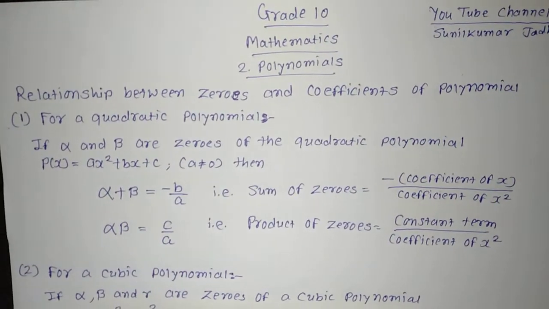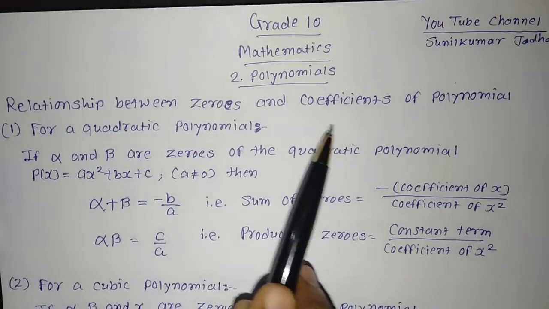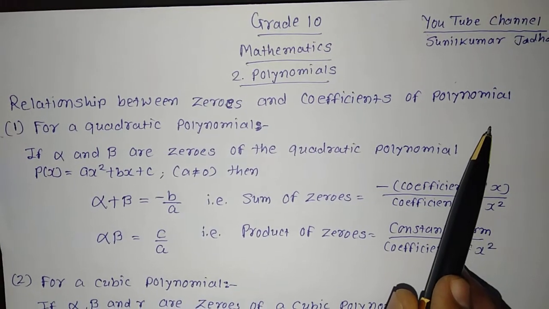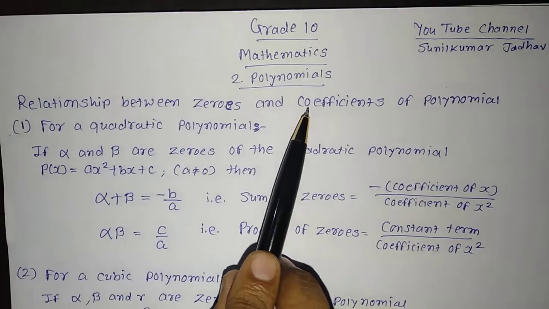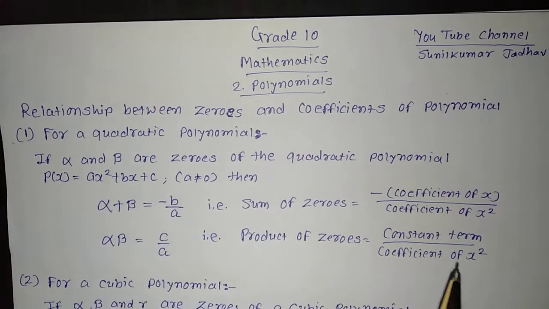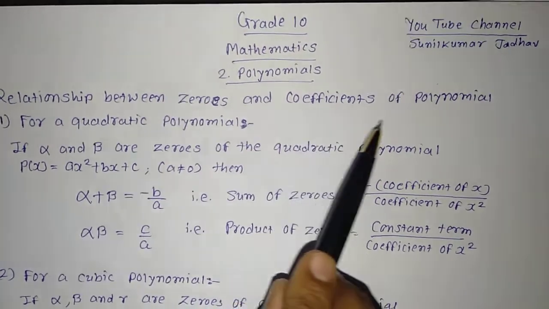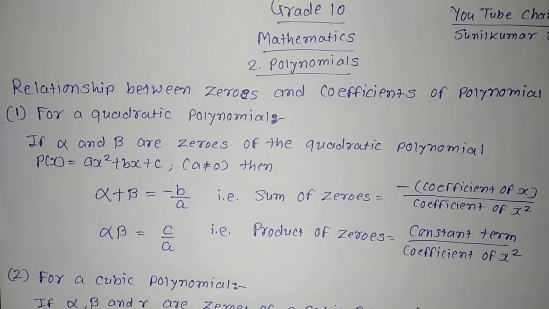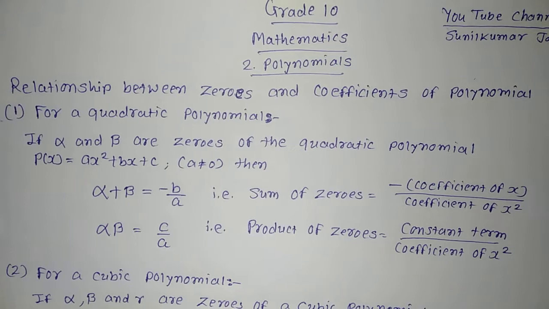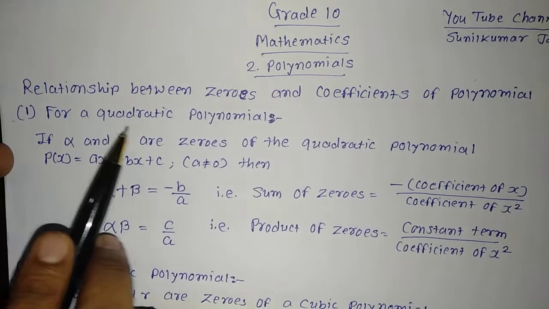Here in this video we are going to see the relationship between zeros and the coefficients of the polynomial from chapter number 2, Polynomials, Mathematics, Grade 10. Let us see the relationship between zeros and coefficients of the polynomial. Here I have written some formulas. First of all, let us begin with the quadratic polynomial.